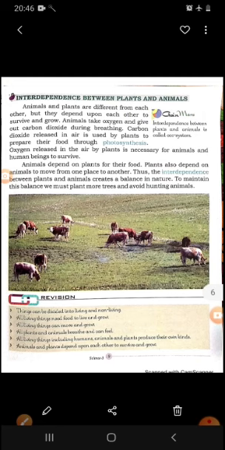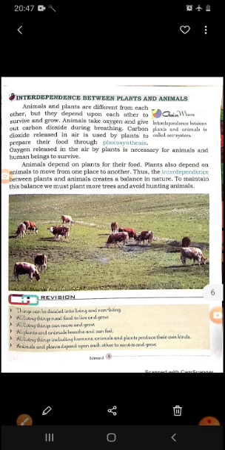Plants take in carbon dioxide released in the air by animals, and they prepare their food through the process of photosynthesis. These plants take in carbon dioxide and they release oxygen, which is further necessary for animals and human beings to survive. This is how plants and animals depend on each other.